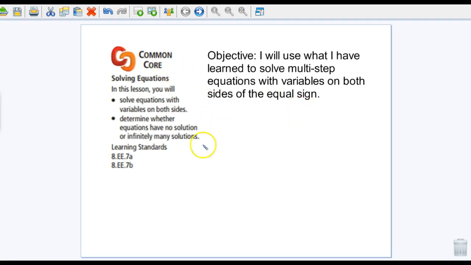Okay, so the Common Core standard we're going to be working on is solving equations with variables on both sides. We're not going to be looking at no solution or infinitely many yet. We'll do that next week, but we're going to focus on solving multi-step equations. So there's more to this, but today we're just going to introduce multi-step equations with variables on both sides.